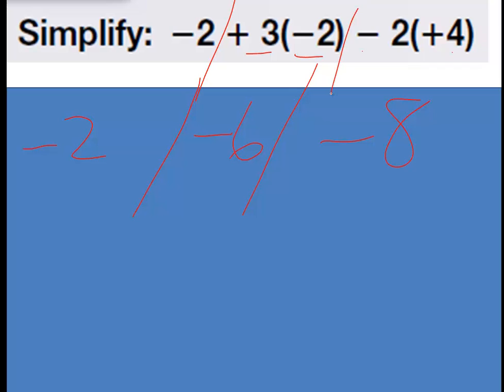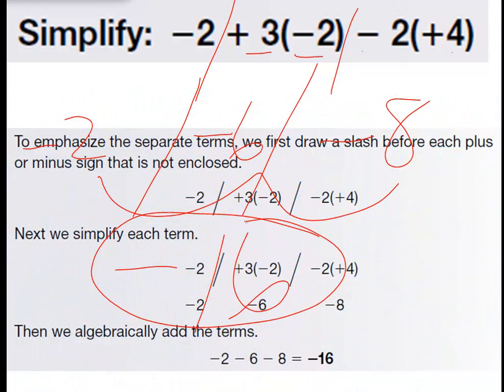All right? There's our break there. This minus 2 and negative 2, that's exactly the same thing. Okay? So now we've got negative 2 minus 6 minus 8. Now we just combine like terms. Those are all negative numbers, so we add them together. 8 plus 6 is 14, plus 2 is 16. So it's 16 negative, negative 16. There we go. All right.